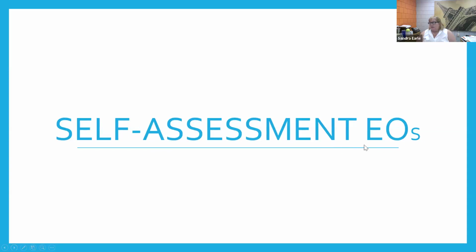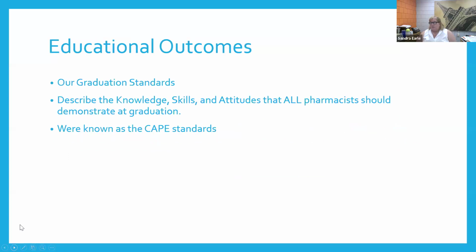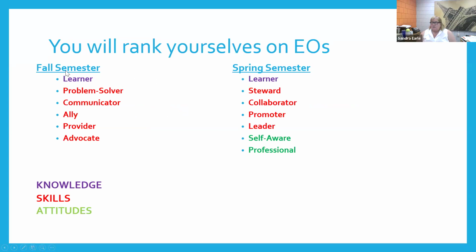So first, educational outcomes are curricular outcomes. How will you self-assess on your educational outcomes? Well, as I said, there are graduation standards, and they describe the knowledge, skills, and attitudes that all pharmacists need to demonstrate upon graduation. They were known as the CAPE standards. So in the fall, you're going to rank yourself on learner, which is a knowledge assessment.